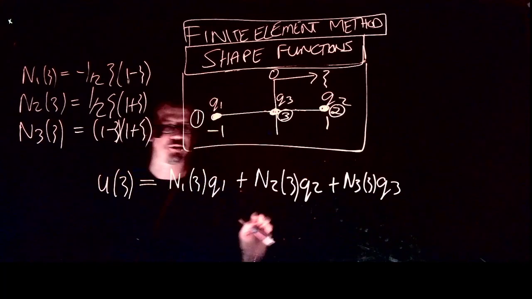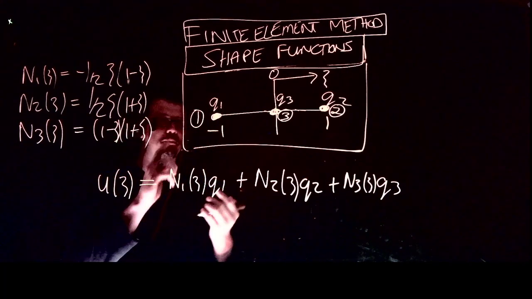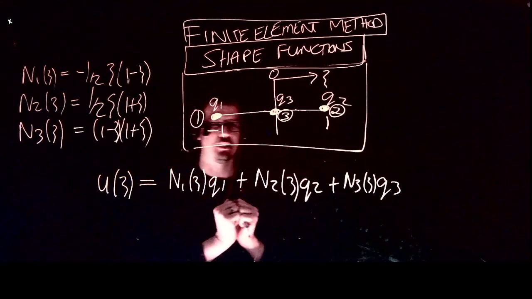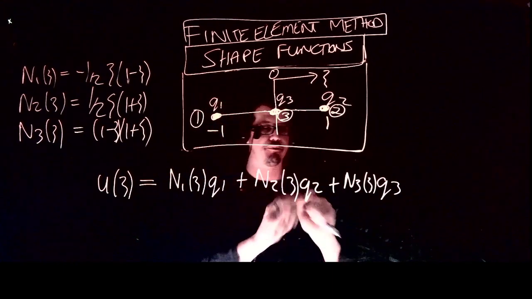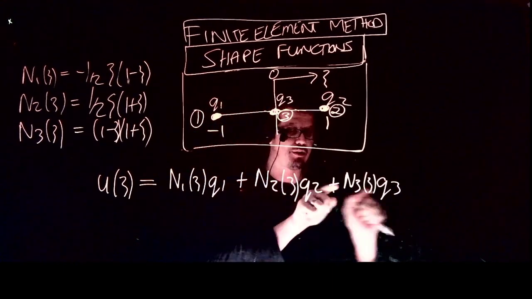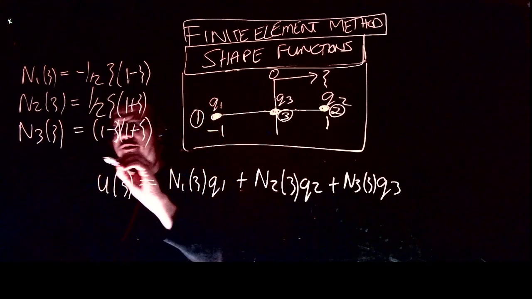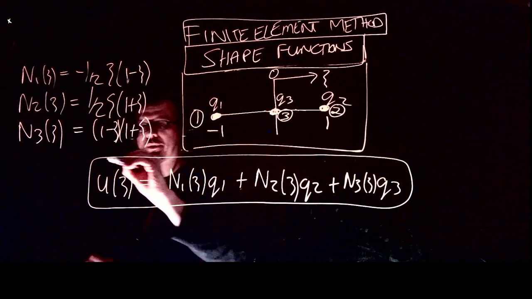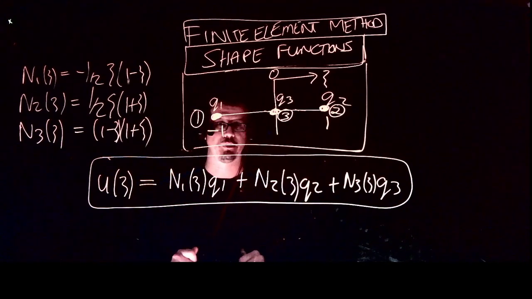And you can go and check for yourself and see the beauty of this: if I evaluate at psi equals minus 1, I recover the value of Q1. If I evaluate at psi equals 1, I recover the value of Q2, and if I evaluate at psi equals 0, I recover the value of Q3. And so here I've got an example of how we're going to be thinking about displacement fields using the finite element method approach.